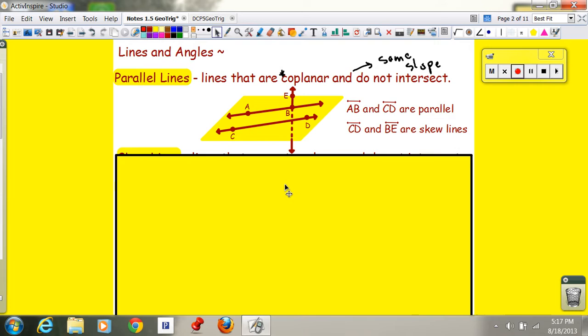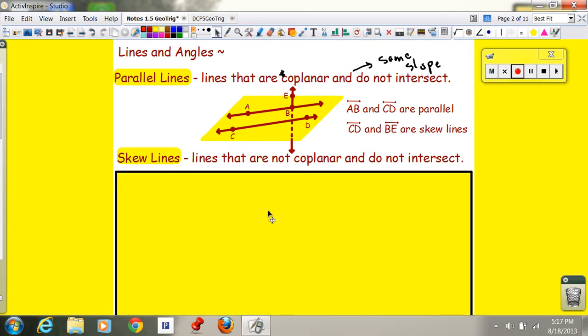Here's a little diagram, and we're going to add skew lines into the mix as well. I know I'm talking about parallel and perpendicular, but skew is another kind of lines that do not intersect as well. Parallel and skew are the only two kinds of lines that do not intersect. Parallel are coplanar. Skew are not coplanar. So the difference between parallel lines and skew lines is one is on the same plane and one is not on the same plane. One has the same slope, the other does not have the same slope, but they don't intersect because they're on different planes.